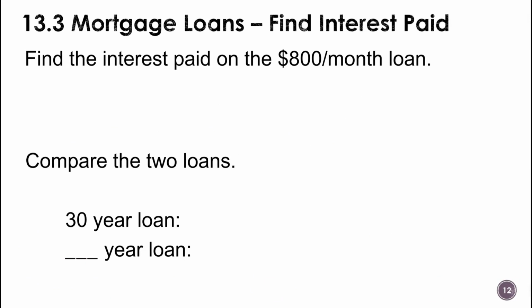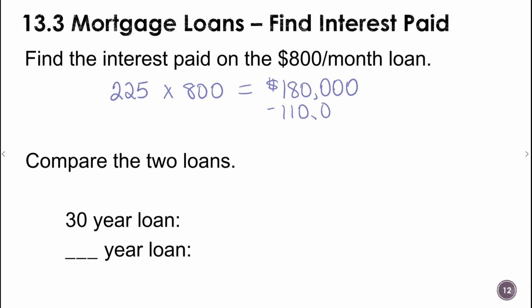Now, if we compare interest again, on the loan that we just did, it was about $225. Remember, it was $224.98, so we'll just say 225 payments times $800. So that's $180,000 total for the loan. We're going to subtract our principal amount. So this loan cost $70,000 for interest, right?